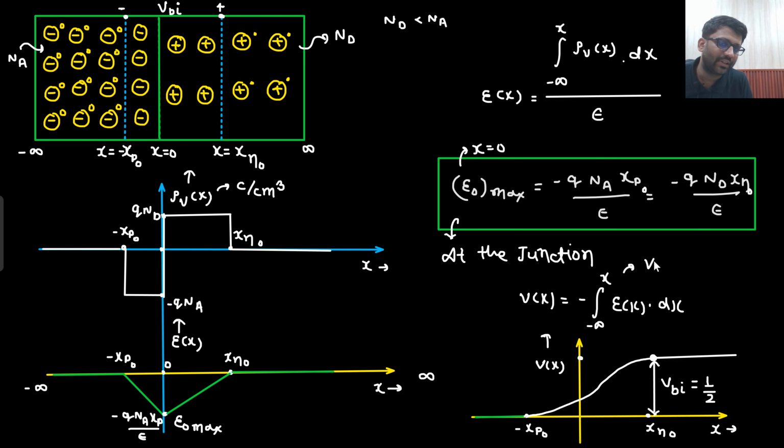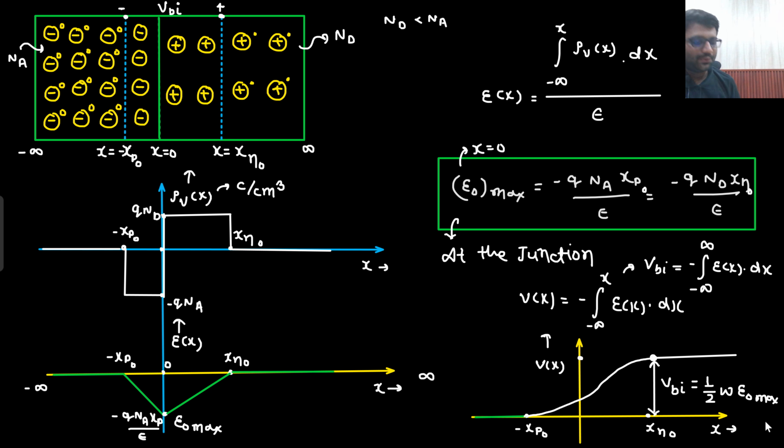Basically, what will be your built-in potential? Your built-in potential will be minus the integral from minus infinity to infinity of E(x) dx. So this total area is multiplied with the negative sign. So that would be half into base. What will be the base? Base will be depletion width into height. So that is the relation we are getting.